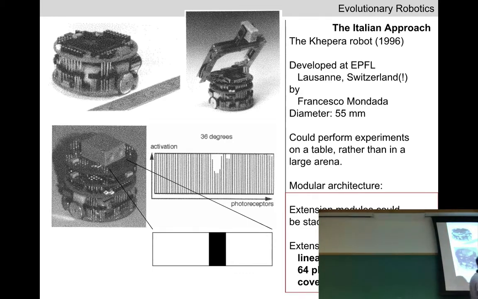So what's linear vision? Basically, you can imagine that this camera is looking with a 36-degree field of view, so about this, just in front of it. And it gets back 64 numbers between 0 and 1, where a lower number represents lower light levels and a higher number represents higher light levels.